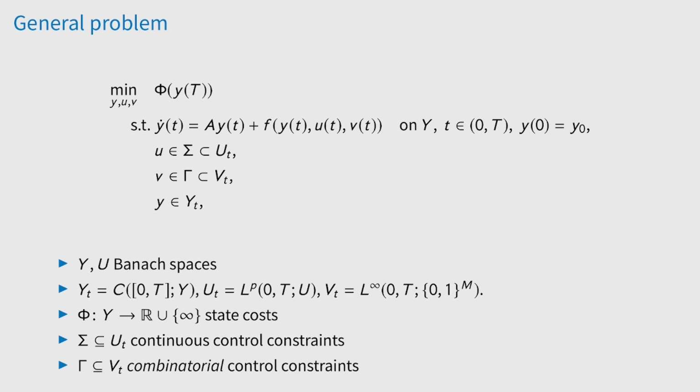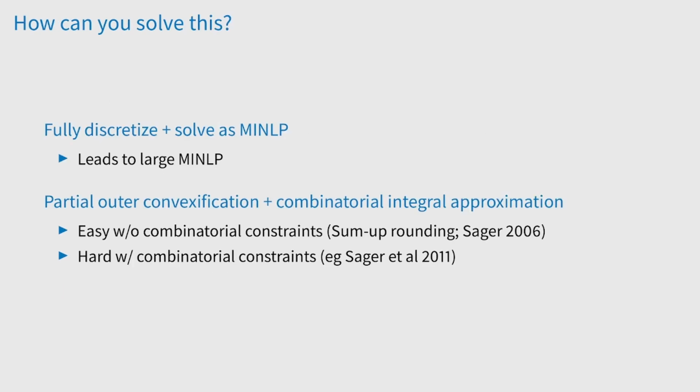So you have a continuous control, as I said, which has continuous control constraints. You have combinatorial control constraints, which are the ones that are interesting to us. And you have the state y. How can you solve this? You can discretize everything, make all spaces occurring here finite dimensional, then discretize in time, and then you get a very large mixed integer nonlinear programming problem, and you can solve it with all the techniques that are discussed here in the conference or that you know of.